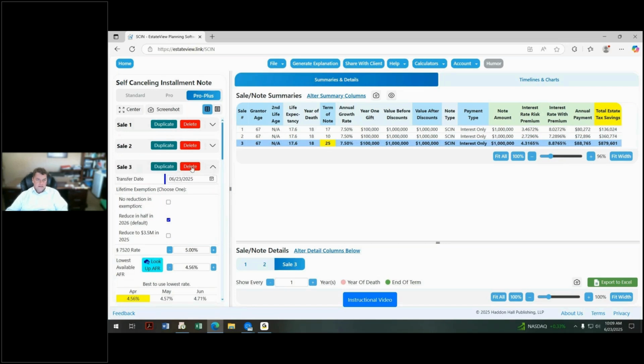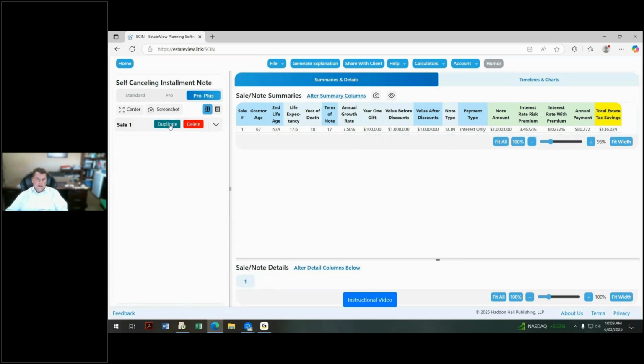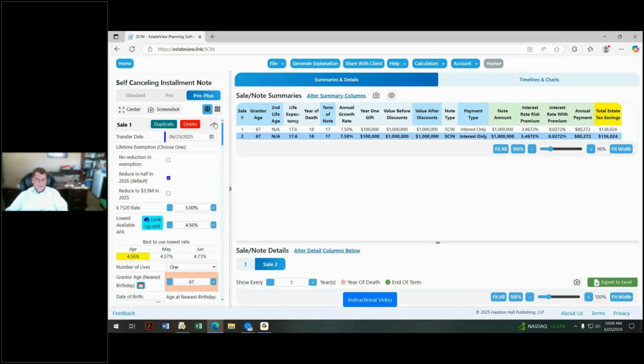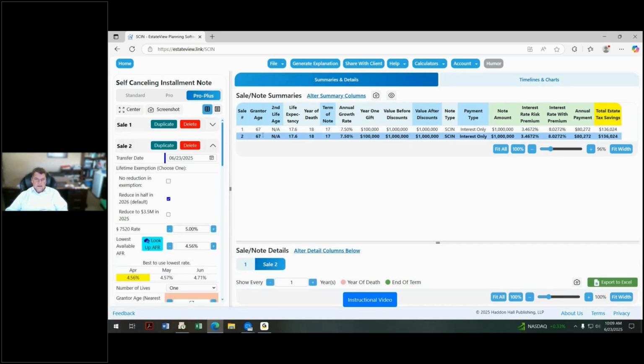So let's delete these two. And now let's duplicate sale 1 again. This is one thing I really do like about the software, the ability to duplicate and delete, and you can see the various items that we have here. I like looking at just the numbers right now to show the interest rate and the premium and how that's impacted for the SCIN, because to me, that's the purpose of this calculator.